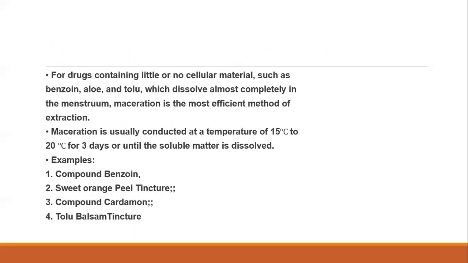For drugs containing little or no cellular material such as benzoin, aloe, and tolu, which dissolve almost completely in the menstruum, maceration is the most efficient method of extraction. Benzoin is a resin. Aloe is a juice collected from the leaves of a plant, aloe vera. And tolu is also a resinous material.